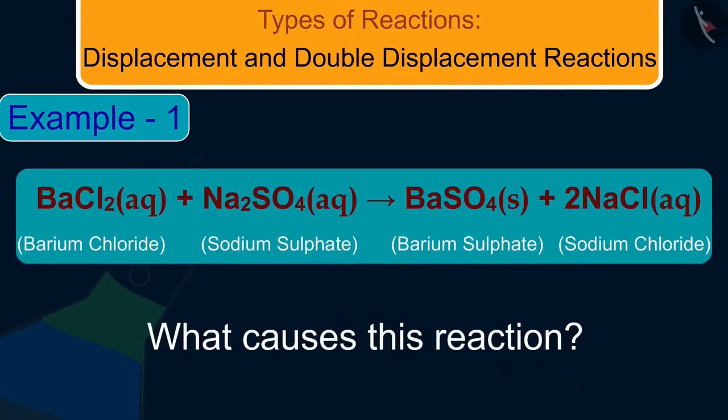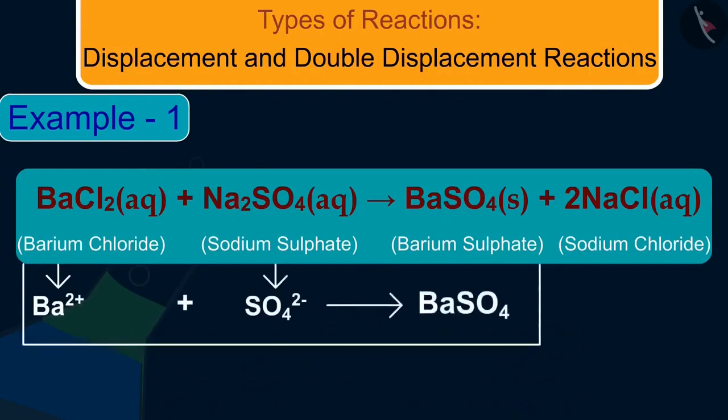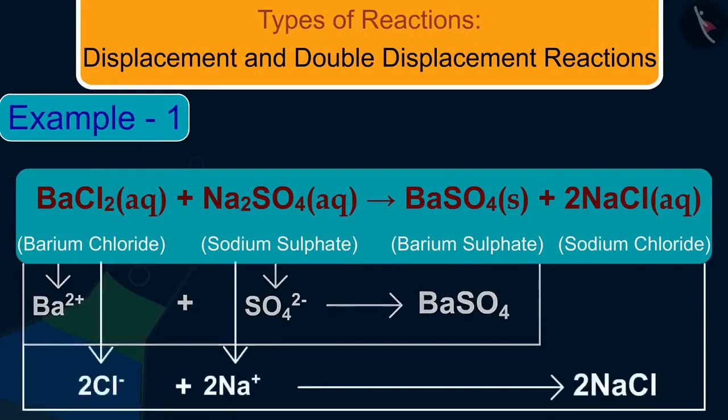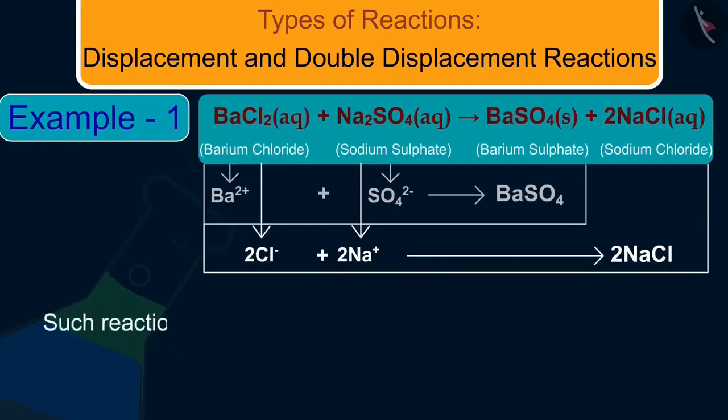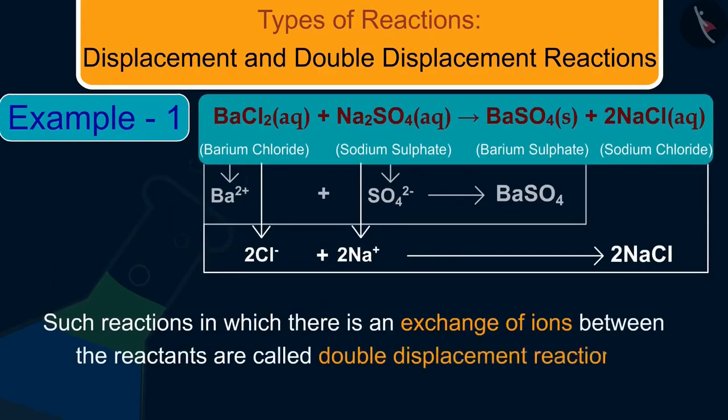But what causes this reaction? The white precipitate of BaSO4 is formed by the reaction of SO4 2- and Ba2+. The other product formed is sodium chloride, which remains in the solution. Such reactions in which there is an exchange of ions between the reactants are called double displacement reactions.